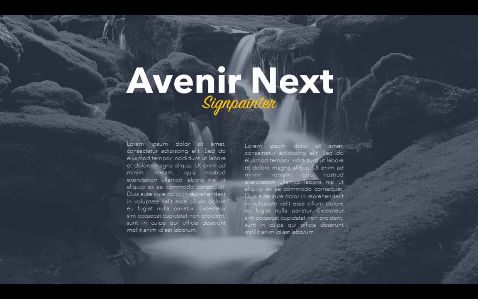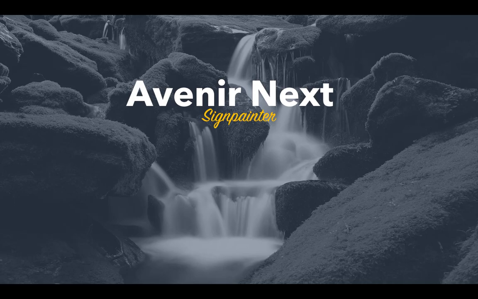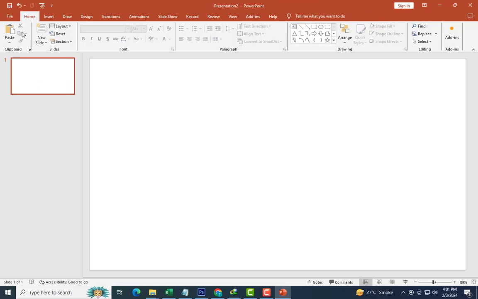This is the slide that we're going to create, and we want to create the text fly in effect. It works for text, but also for images or any other objects. Let's start from a blank slide and add a background image.